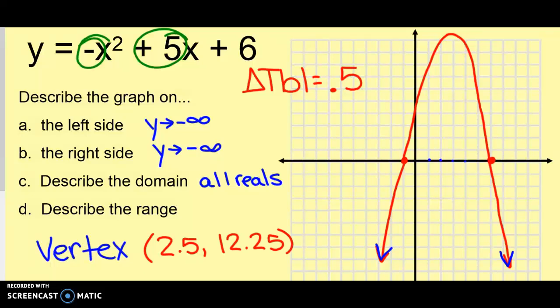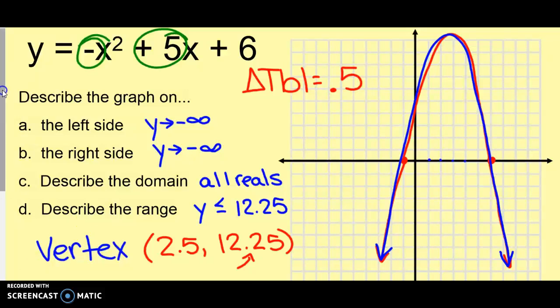All right, so now our range has to do with this number right here, okay? So our range is y in relation to 12.25. What is that going to be? Well, I think everything's going to be lower than 12.25 because the whole graph is lower than 12.25, so it's going to be less than or equal. All right, that was a little more complicated. I'll probably do that one with you in class.